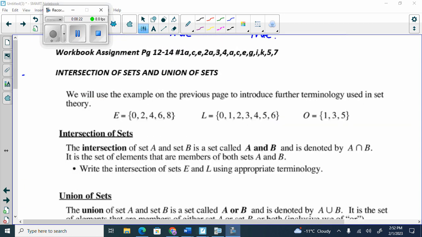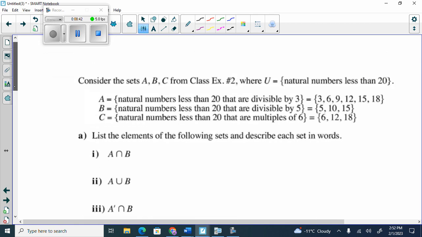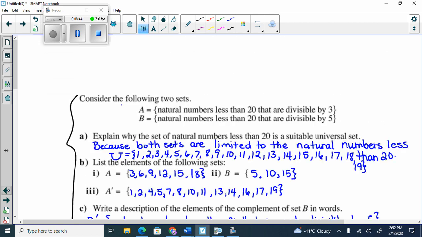So we're using the previous sets that were defined earlier. We're using even or E as 0, 2, 4, 6, 8, L is 0, 1, 2, 3, 4, 5, 6, and O is 1, 3, 5. We've talked about subsets. If something is a subset, that means everything in the first set is found in the second set. That's the biggest definition we have. But then we're also going to move into intersection and union.